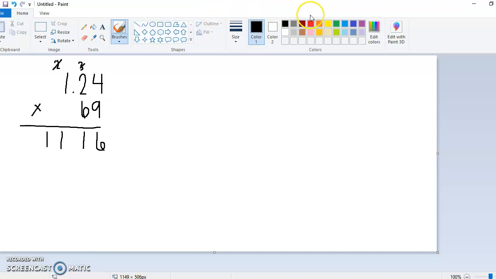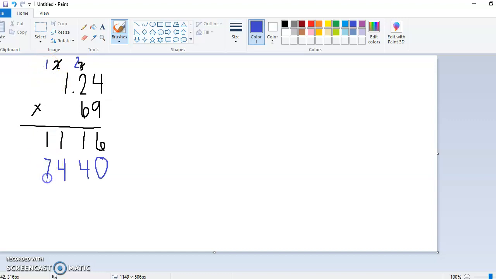And actually, just to make this a little bit easier, I'm going to switch colors just so we can see that it's different. Remember to put your 0 as a placeholder. Okay, 4 times 6 is 24. So put the 4. This time put a 2. 2 times 6 is 12. Plus 2 is 14. Then a 1. 6 times 1 is 6. But I have to add that, 7.